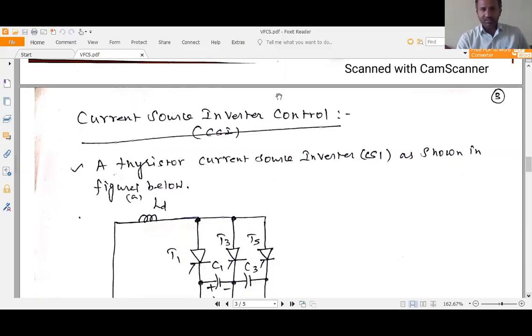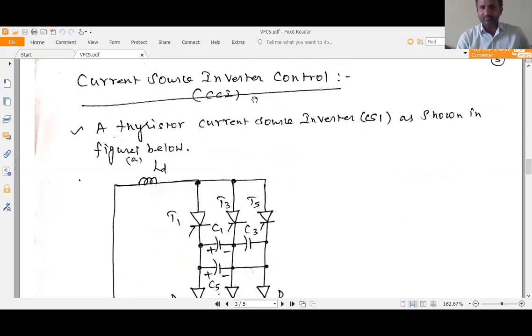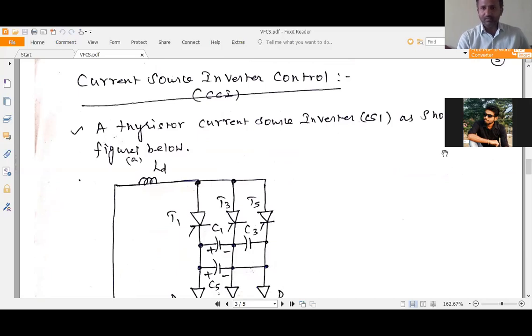So this is another topic, current source inverter control. It is called CSI control. Earlier we discussed VSI control, that is voltage source inverter control. Now, how can we obtain the current source? And a thyristor current source inverter is shown in the figure.